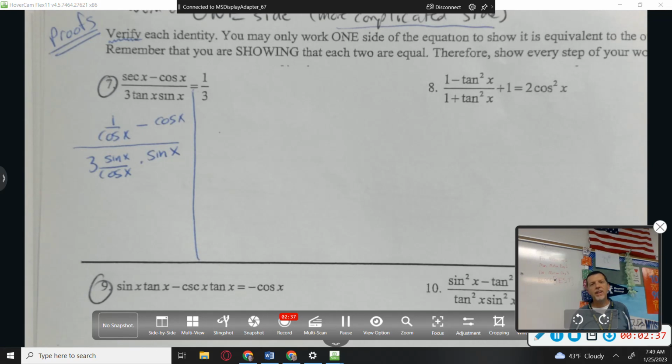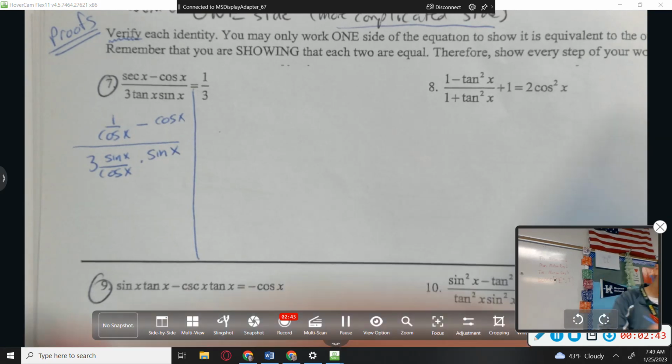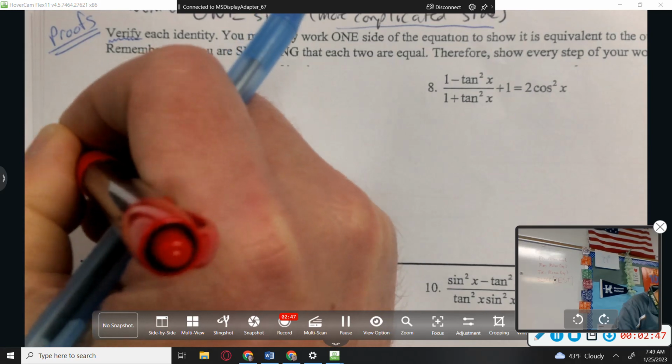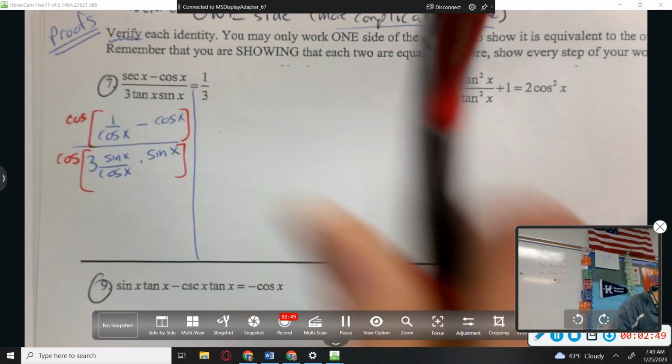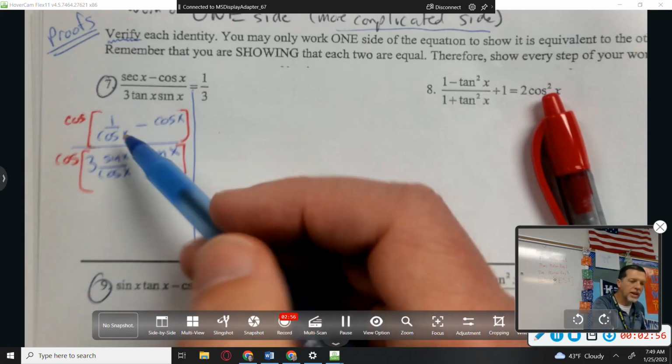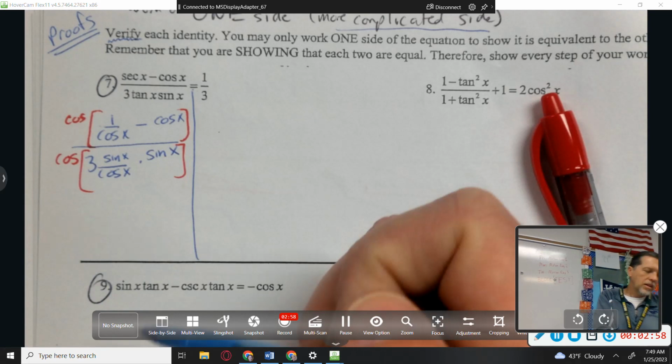All right, I've got an idea now. Both top and bottom have a denominator of cosine. So I'm going to multiply the top and the bottom by cosine. That way it'll clear that denominator out. I can't multiply both sides of the equation by cosine, but I can multiply top and bottom of a fraction by cosine.